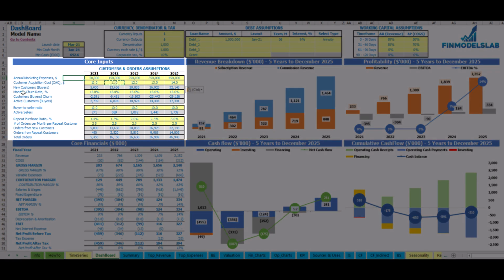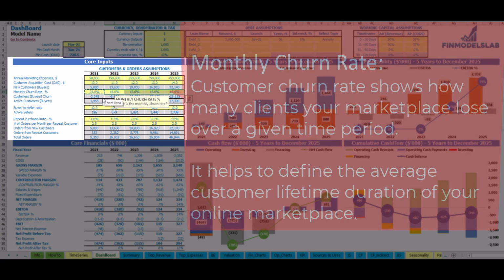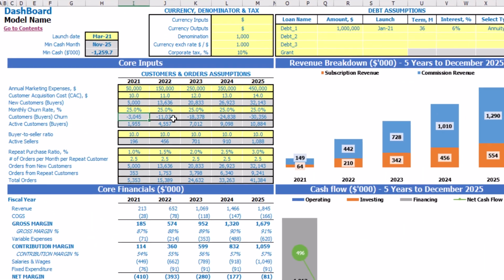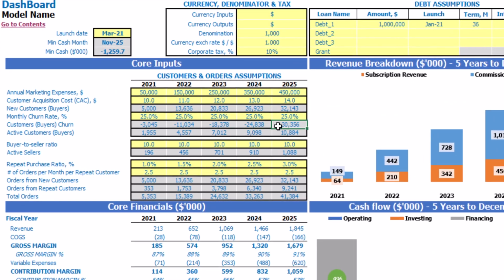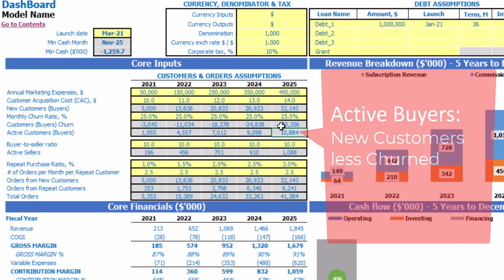The next very important KPI, monthly churn rate. All the customers tend to churn, so you should set up some monthly churn rate. It can be very low, for example 3% or up to 25%, for example, for some marketplaces. So you may see the customers churn by years. This is total for the year. And finally, as a result of this section, you may see the active customers. This is as of the end of the year. So how many customers you will have, for example, at the end of 25.